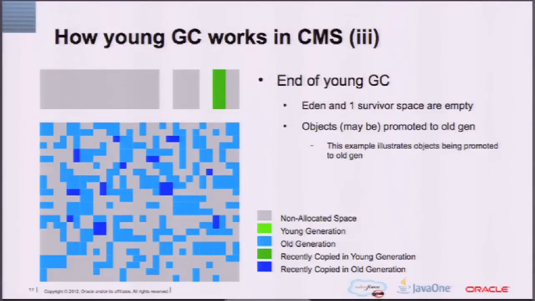So if I move to this next slide, this would be a snapshot of maybe what this heap looks like after a minor GC or a young GC. So the darker blue color here in old generation were objects that had been promoted, and the darker green here is objects that were still live after the minor GC, and they've been copied into the two survivor spaces.